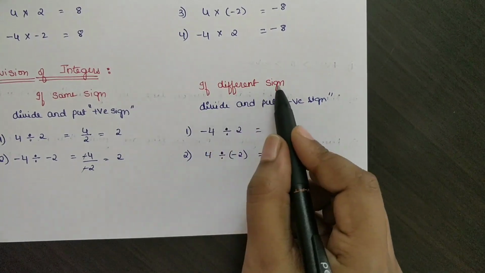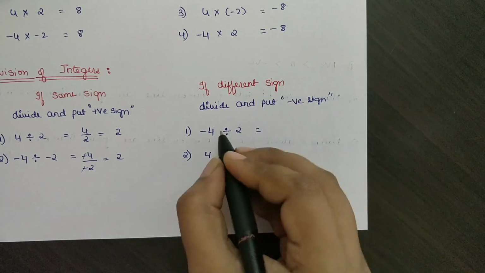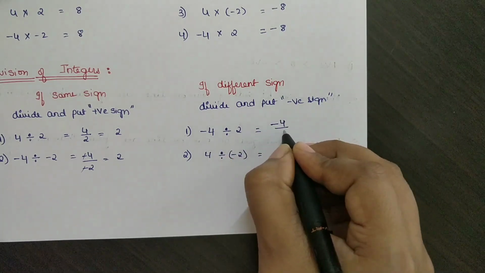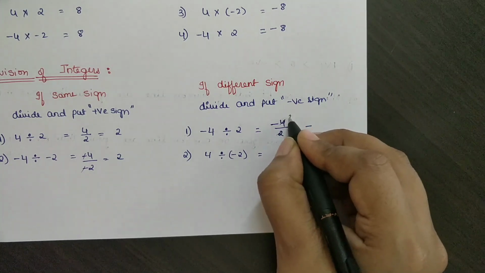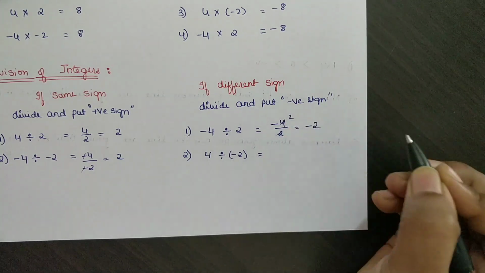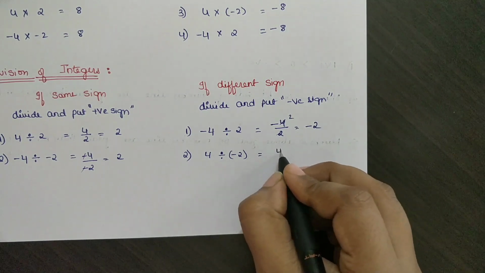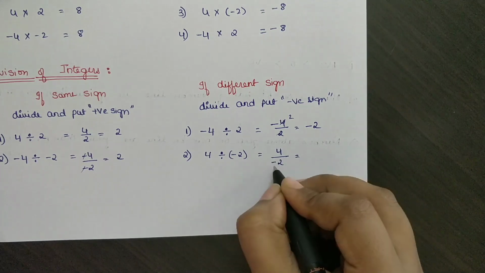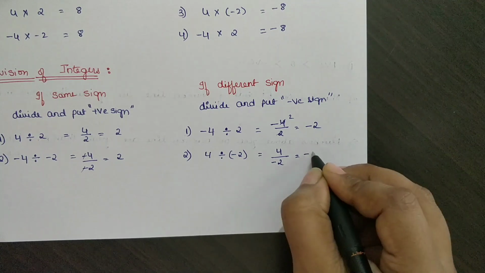If different signs are there, divide and put minus sign. Minus 4 divided by 2. Then minus, 2 2s are 4. So minus 2. 4 divided by minus 2. Both are different signs. So put minus and 2 2s are 4.